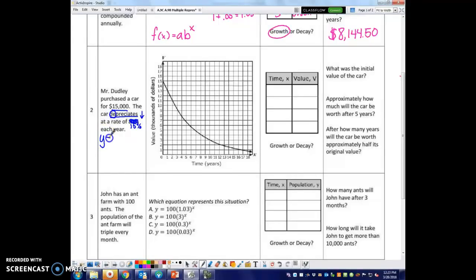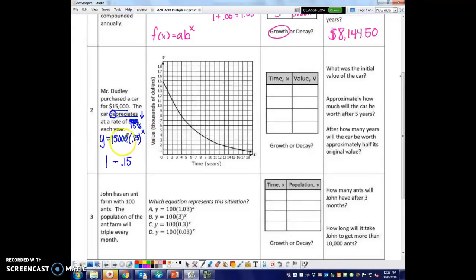Remember, it's y equals what you start with, which is 15,000. Now, in here needs to be either 1 plus or 1 minus 0.15, because 15%. Is it plus or is it minus? Well, if it's going down, it's minus. So 1 minus 0.15 is 0.85, to the power of x. So that's the equation we're working with here.